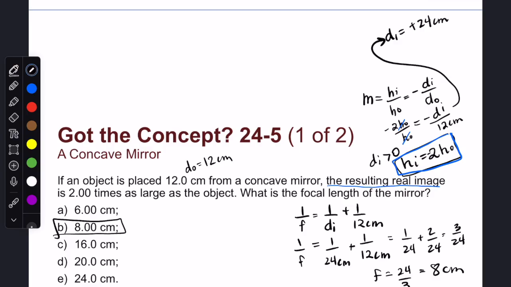So there was like a hidden concept in there, right? We kind of took this phrase for face value. We said 2 times as large, but it can be 2 times as large, but be inverted, right? So this is a very, very good question to review.